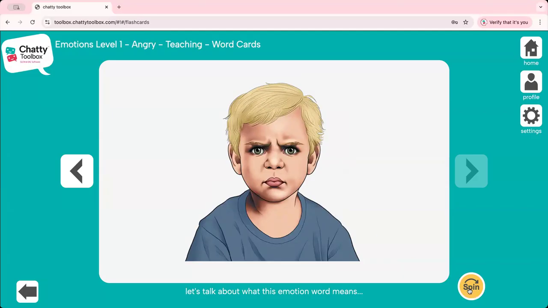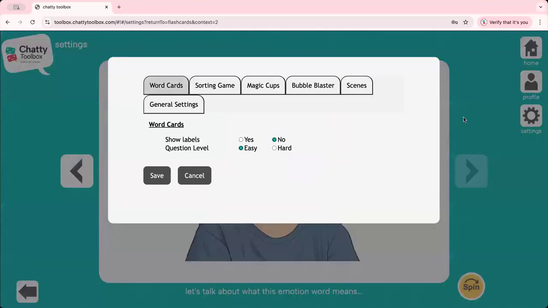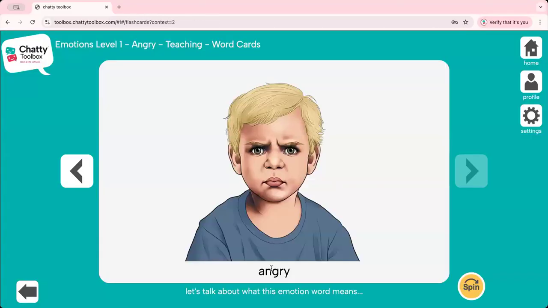We've also got this spinner here, which can be used to help support vocabulary development. Actually, in settings here, we can say we want to show the labels, so we can see the word angry as well. And then this spinner will just take us through all the ways that we need to talk about the word angry with the child. So let's talk about that emotion word and what it means. Once we've talked about angry, let's practice saying the word together so the child's heard you say it and has heard themselves say it. Let's talk about the initial sound of the word.